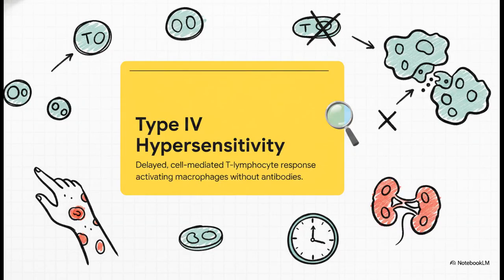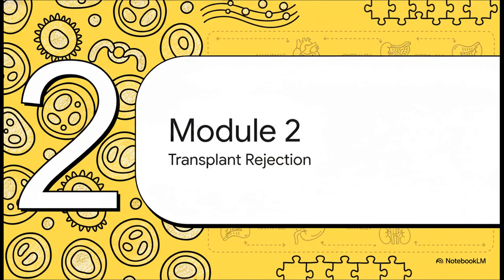So, the absolutely crucial point for type 4 is that it is entirely T-cell mediated and delayed, completely bypassing antibody involvement altogether. Sensitized T lymphocytes encounter the antigen, release lymphokines, and activate macrophages. Because it doesn't rely on preformed antibodies, it's the fourth and final delayed response. When you think type 4, think contact dermatitis, the tuberculin skin test reaction, and importantly for our next topic, chronic graft rejection pathways. Which brings us perfectly to Module 2.